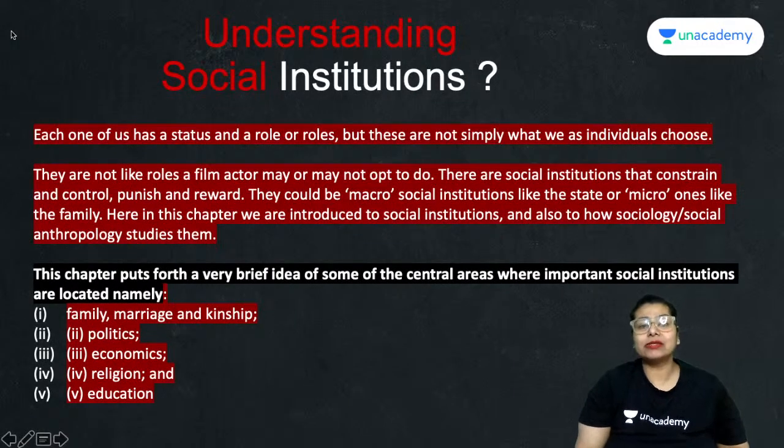Each one of us has a status and a role or roles. As an individual, a role is not something which is being given to you by somebody else. Status is being given to you by the society, but role is something which you play on your own as a part and parcel of your life. For example, as a mother, as a friend, as a confidant, as a companion, as a wife, father, etc.